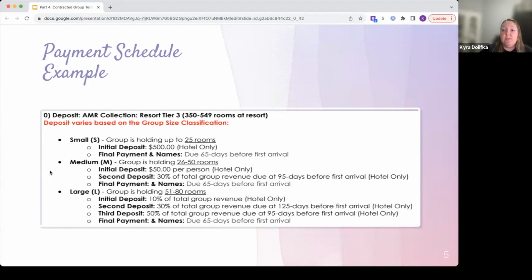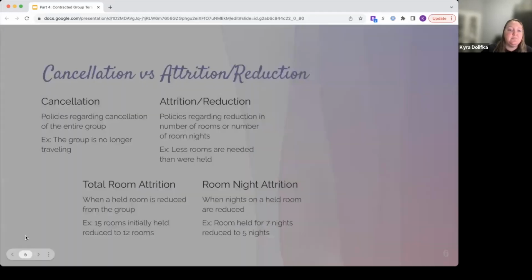If you have group members who are able to pay in full when they make their reservation, that's ideal for you. It's going to help you with these types of intermediary deposits. And then the final payment and names is also due 65 days prior for the medium group. And you can see here, this large group has a second and a third deposit. So depending on the group size, the payment schedule is slightly different, but this is a great example of what you might see when it comes to payment schedules.